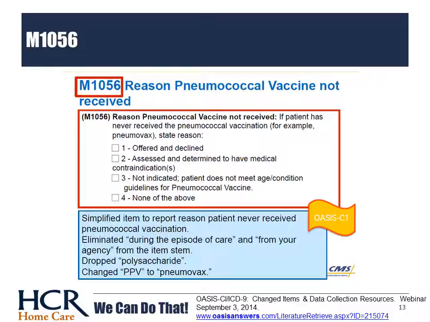Option 3 is not indicated. The patient does not meet the age/condition guidelines for the pneumococcal vaccine. The age guidelines are individuals over the age of 65 and individuals with conditions that would indicate the pneumococcal vaccine is warranted. These conditions include lung, heart, liver, or kidney disease, asthma, diabetes, conditions weakening the immune system, such as HIV, AIDS, or cancer, individuals living in nursing homes or long-term care facilities, or individuals who smoke cigarettes. And option 4 is none of the above.